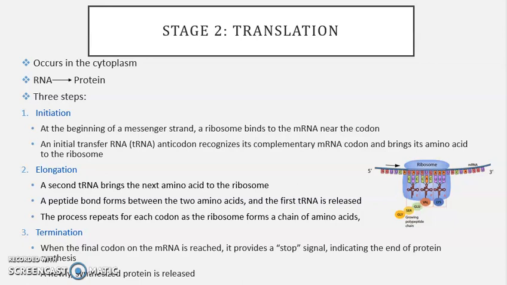A peptide bond then forms between the two amino acids, releasing the first tRNA. This process repeats for each codon as the ribosome forms a chain of amino acids. When the final codon on the mRNA is reached, it provides a stop signal, indicating the end of protein synthesis. In turn, a newly synthesized protein is released.